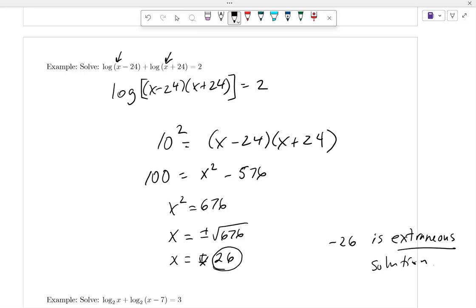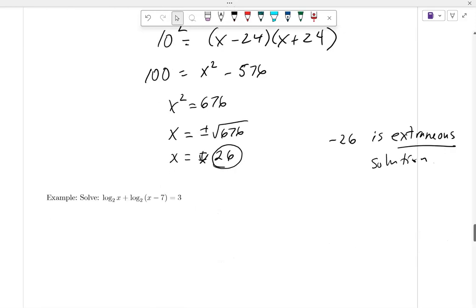Again, when you get your answers, you have to go back and make sure you can plug them back into the original equation. Negative 26 does not work because if I put negative 26 into either of those, I'm going to get a negative. All right, what questions do you have on that one?